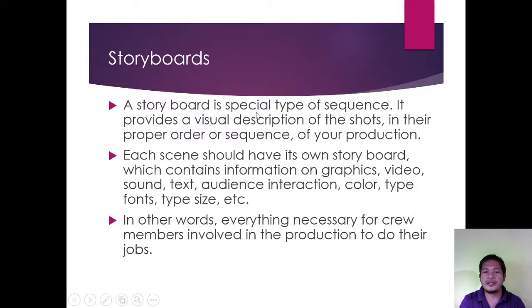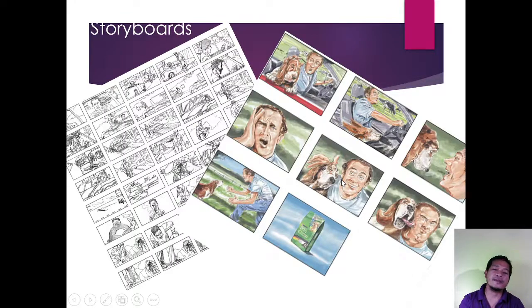A storyboard is a special type of sequence. It provides a visual description of the shots in their proper order or sequence of your production. Each scene should have its own storyboard, which contains information on graphics, video, sound, text, audience interaction, color, fonts, and type size, and so on. In other words, everything necessary for crew members involved in the production to do their jobs. So these are the storyboards.